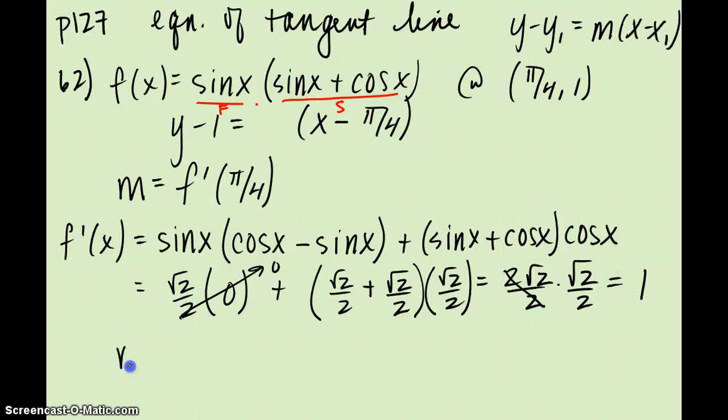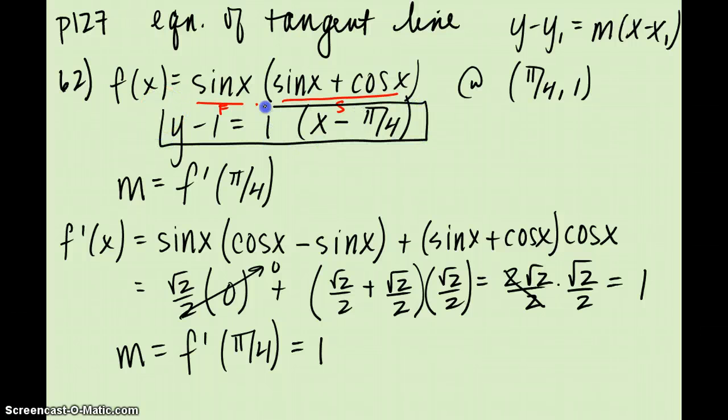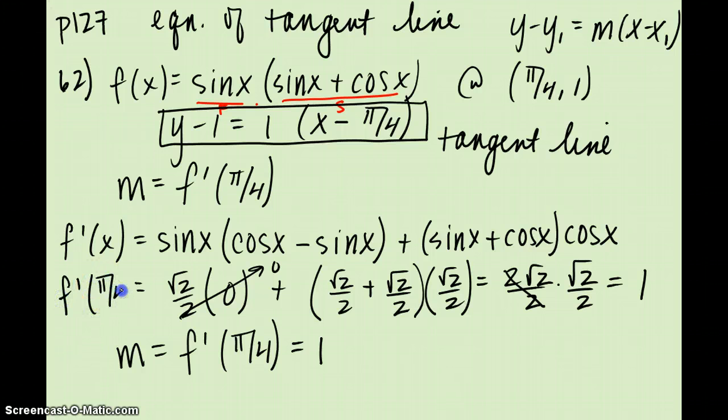So what does that represent? The slope of the line comes from the value of the derivative at the x coordinate, so the slope would be 1. So I plug the slope back into my point slope form, and there's my final answer. And I guess I'll put this here. This is f prime of pi over 4.